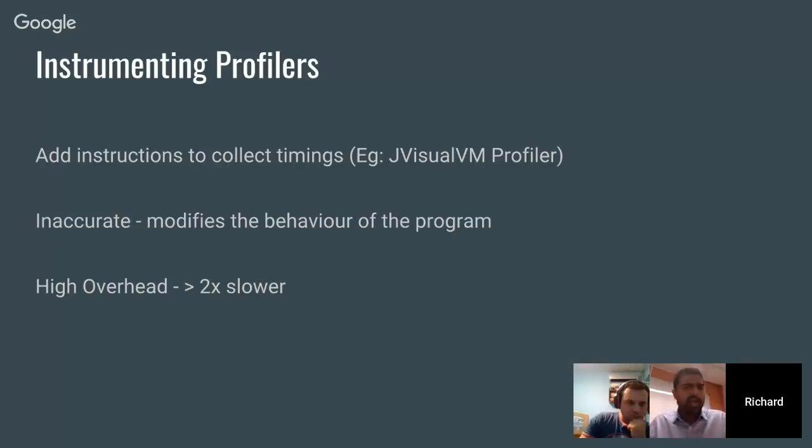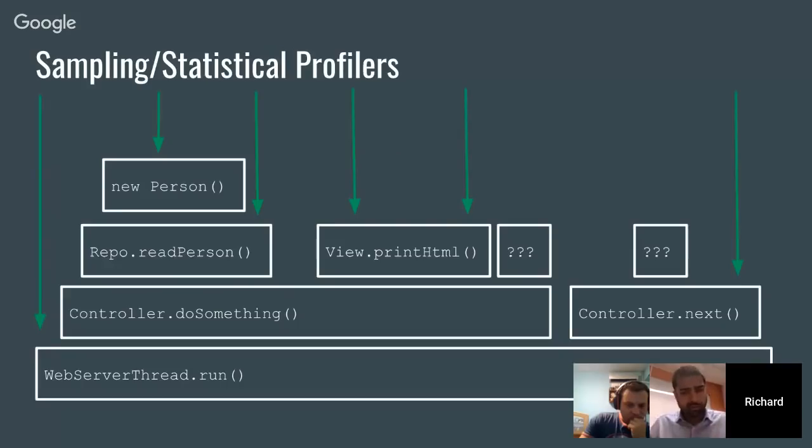It's not like we can say it makes all programs 10% slower, so we'll just discount that from the results. And because of this behavior, it is very inaccurate. So it has high overhead and it's very inaccurate, not very useful. What else can we do?